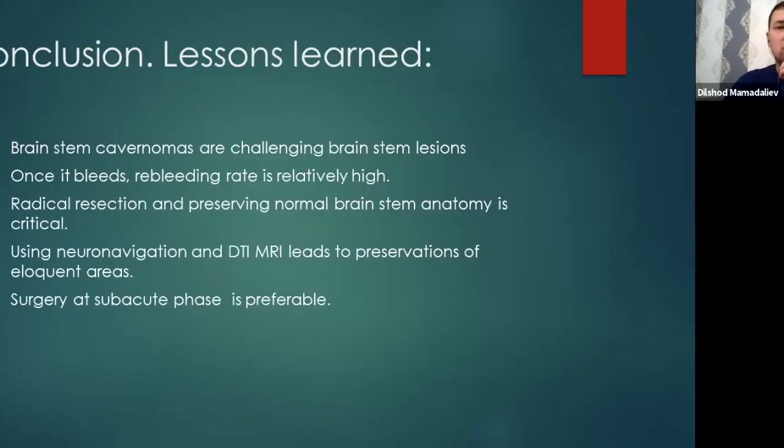In conclusion, we can say brainstem cavernous malformations are challenging brainstem lesions. Once it bleeds, the rebleeding rate is relatively high. Radical resection and preserving normal brainstem anatomy is critical. Using neuronavigation and tractography leads to preservation of eloquent areas. Surgery at the subacute phase is preferable.